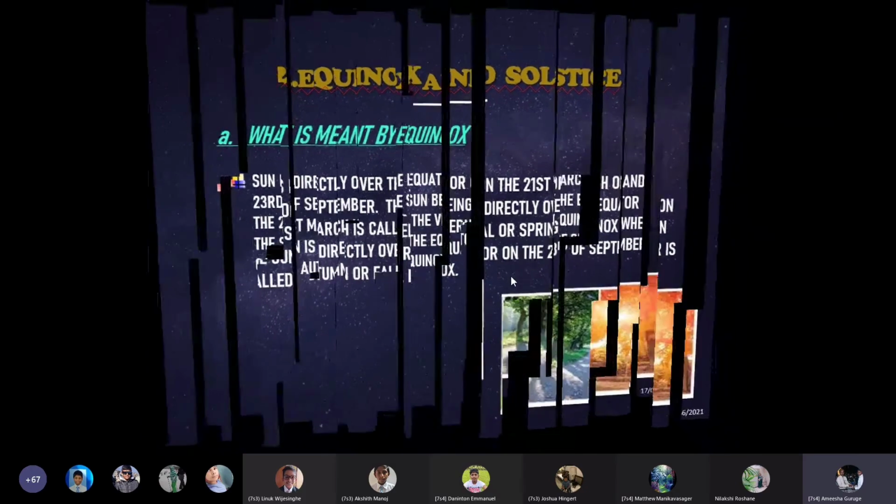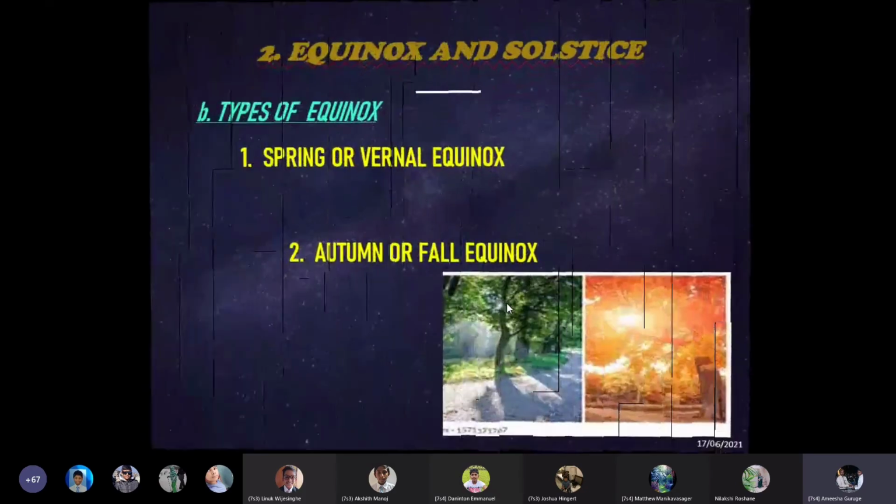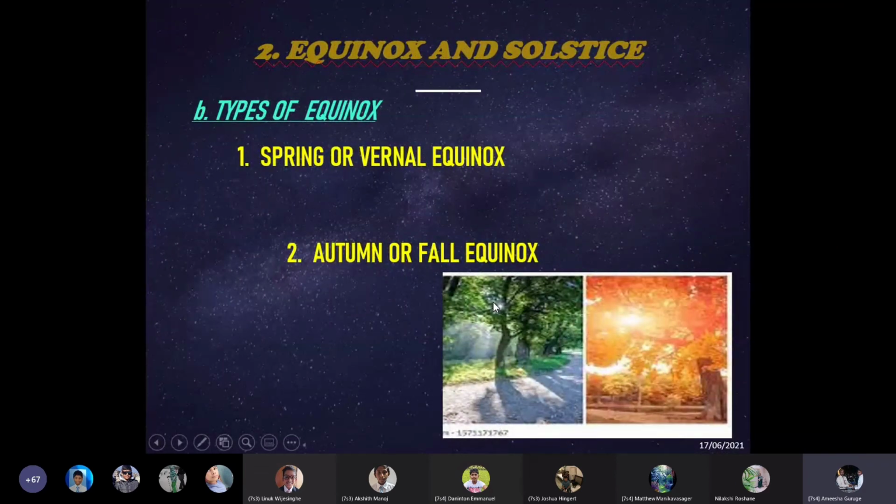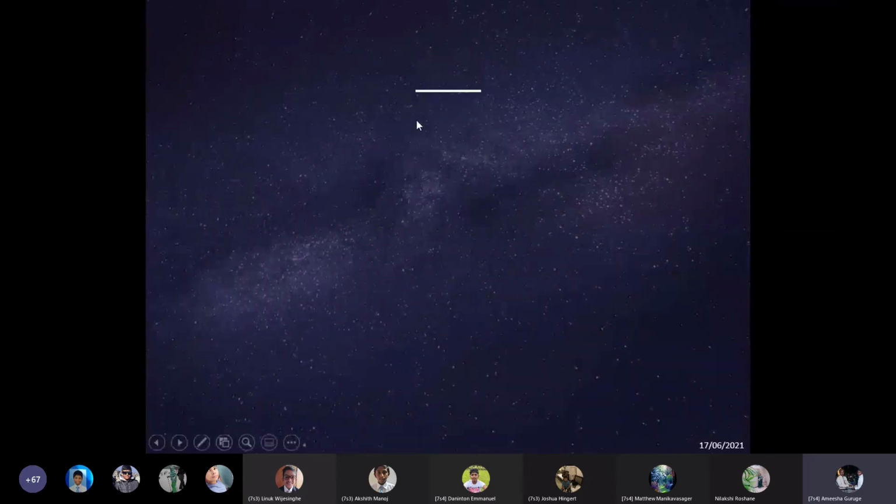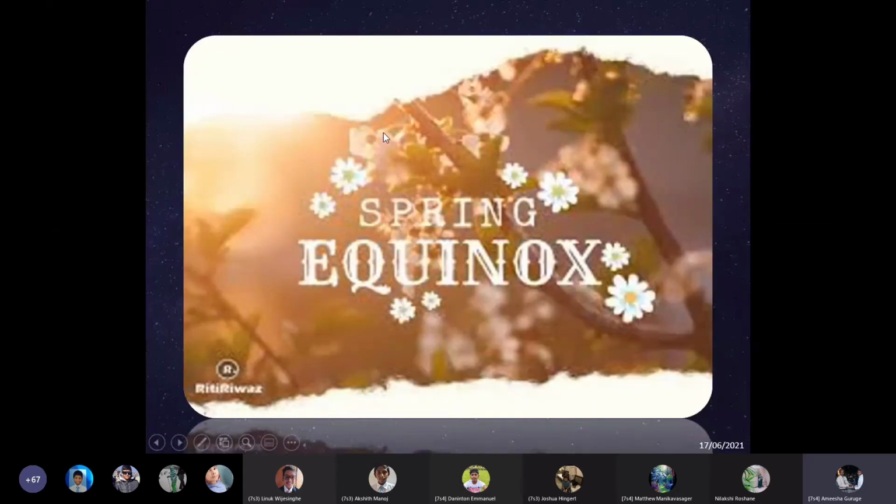And now we are going to our second subtopic, that is types of equinox. There are two types of equinox. The first one is spring equinox and the second one is autumn equinox. Spring equinox we can also call the vernal equinox, while autumn equinox is the fall equinox. Now let us talk about the first type of equinox, the spring or vernal equinox.